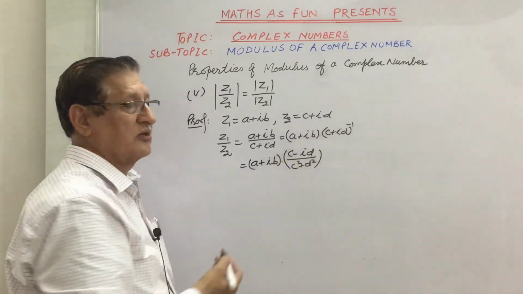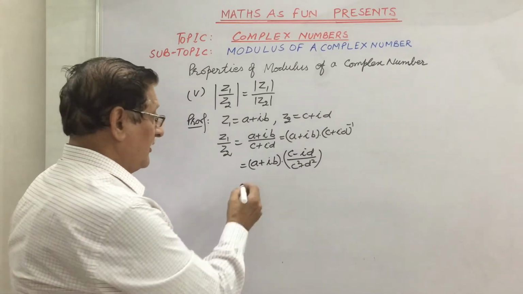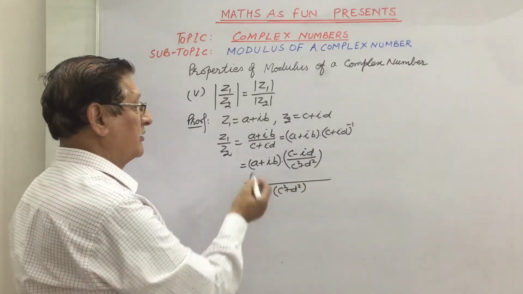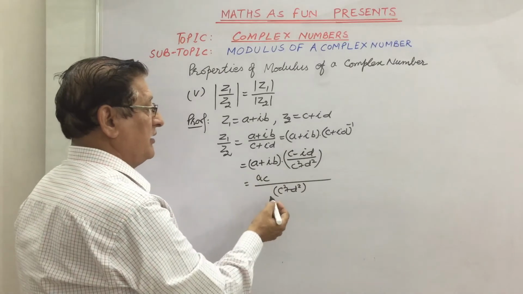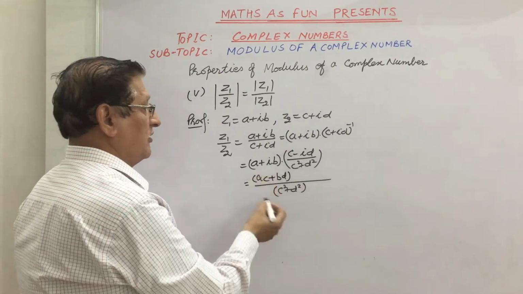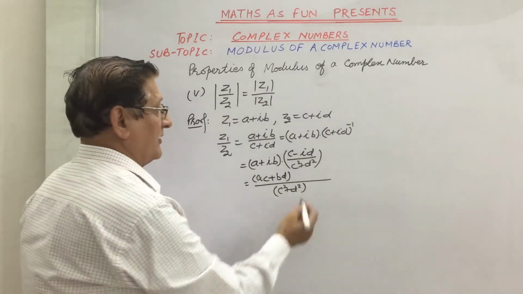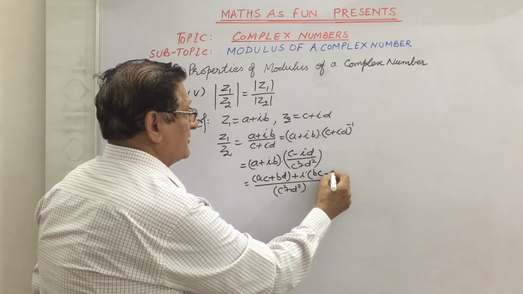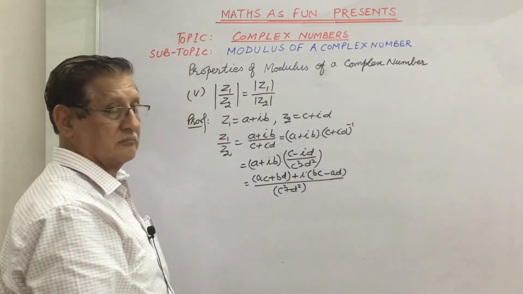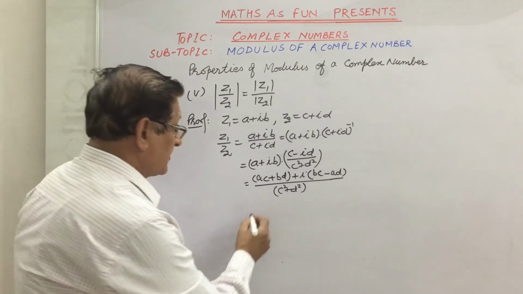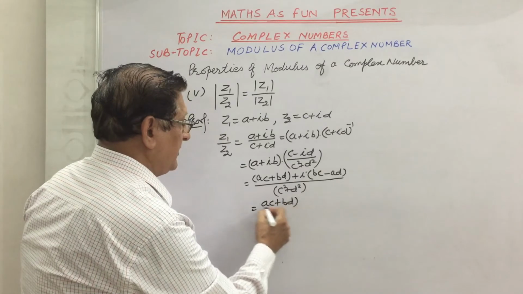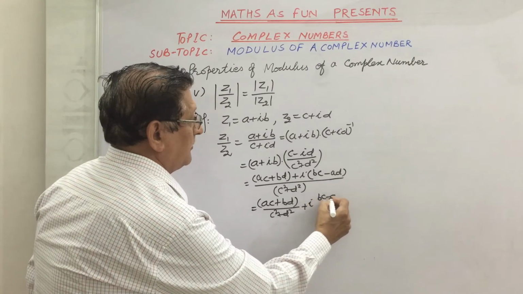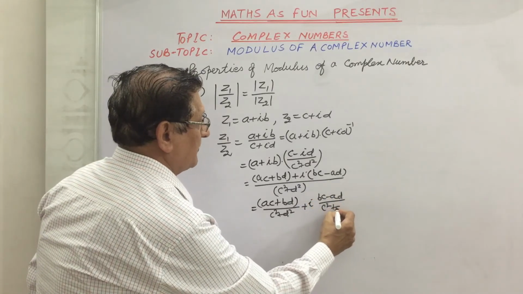This we have already learnt, how to find out the multiplicative inverse. If we multiply them, this will give you c square plus d square in the denominator, and the real part will be ac plus bd. Why? Because minus into minus will become plus. And the imaginary part is iota (bc minus ad). This can be written as (ac plus bd) upon (c square plus d square) plus iota (bc minus ad) upon (c square plus d square).